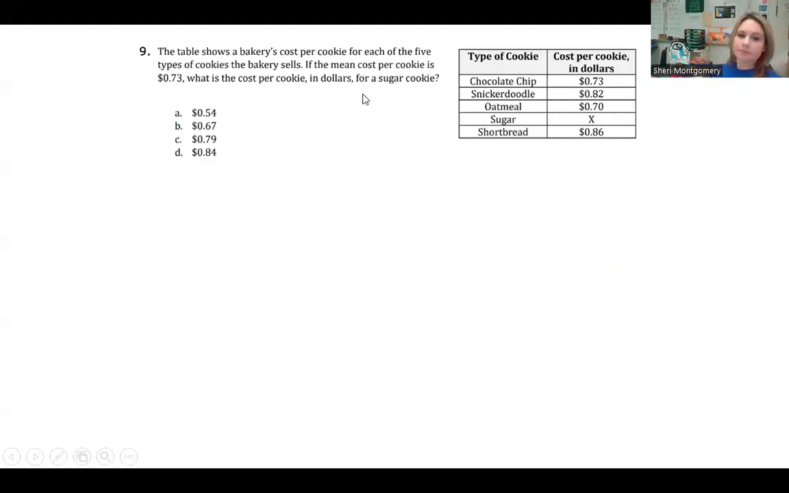The next question. The table shows a bakery's cost per cookie for each of the 5 types of cookies that the bakery sells. If the mean is average, if the average cost per cookie is 73 cents, what is the cost per cookie for the sugar cookie? Well, we know that to find average, we add things up, we divide, and then we get our average. It tells us that the average is 73 cents. How many types of cookies do we have? 5. So we're going to divide by 5. And we have to add all those prices up.